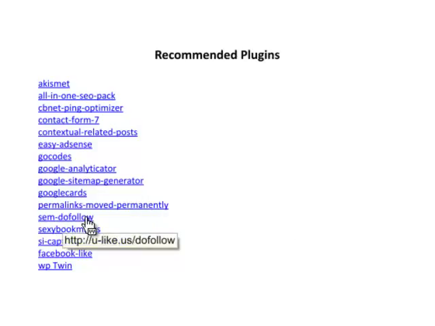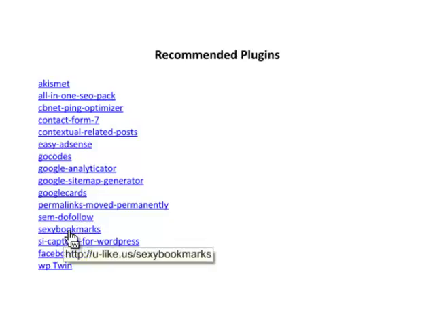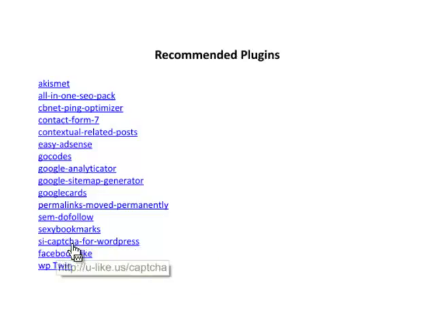The DoFollow plugin makes it so that anytime somebody comments on your site, by default WordPress makes those comments no follow. This strips that out and makes them do follow, which means that more people will comment on your site. Sexy bookmarks is a great way to add a bunch of different ways to share through social media content on your site. The CAPTCHA for WordPress is one more way of reducing comment spam, especially by bots. It puts a little CAPTCHA form in there that robots have a hard time figuring out.